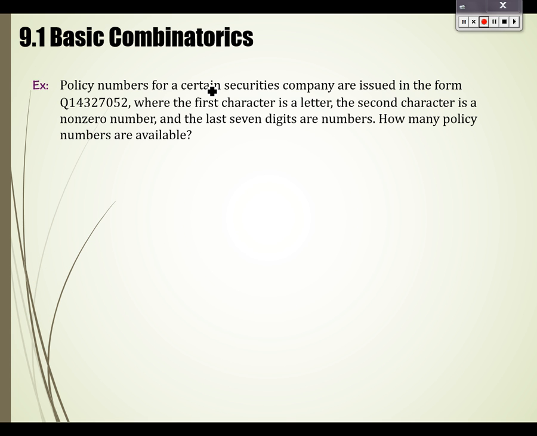So let's take a look at this first one, and if you'll read for us, Alex L., go ahead. Policy numbers for a certain securities company are issued in the form Q14327055052, where the first character is a letter and the second character is a non-zero number, and the last 7 digits are numbers. How many policy numbers are available?